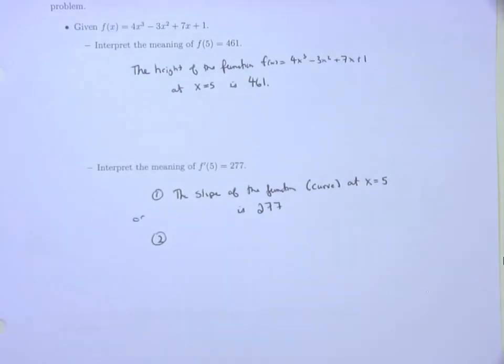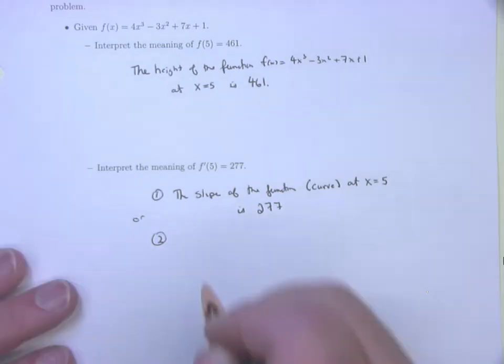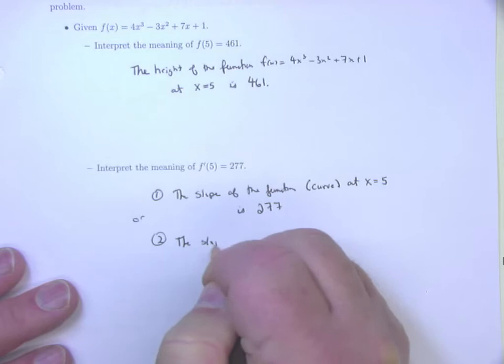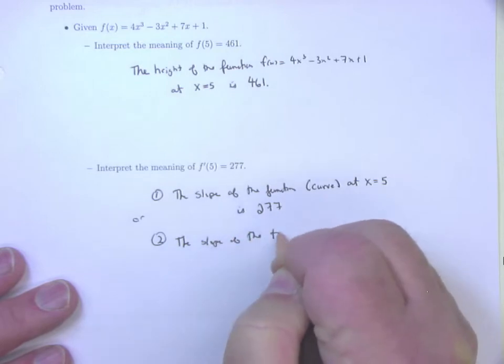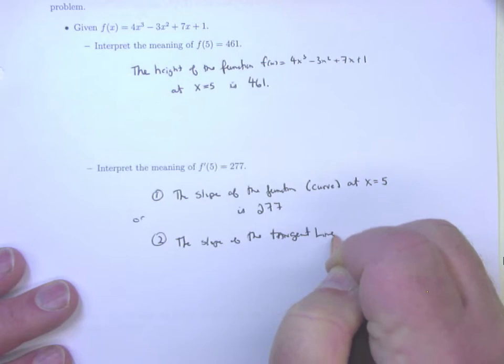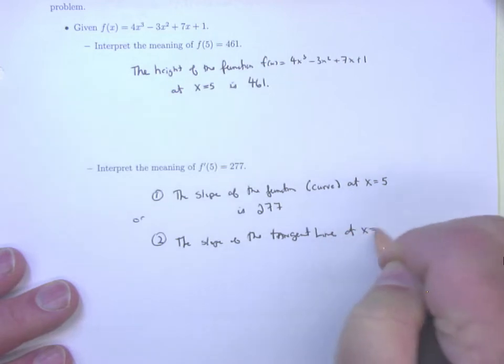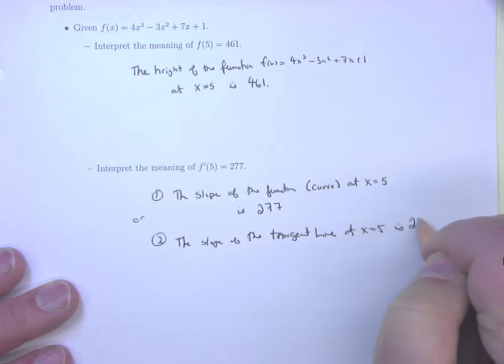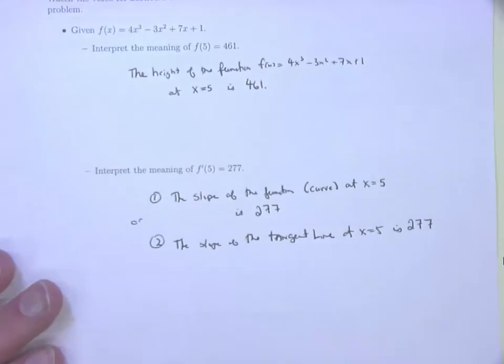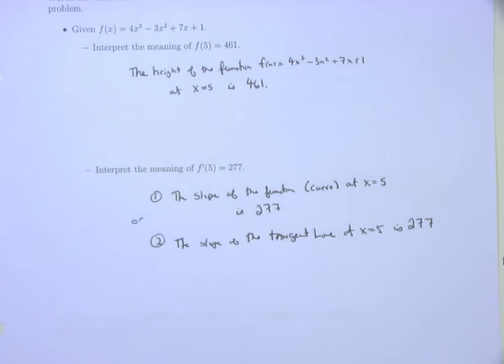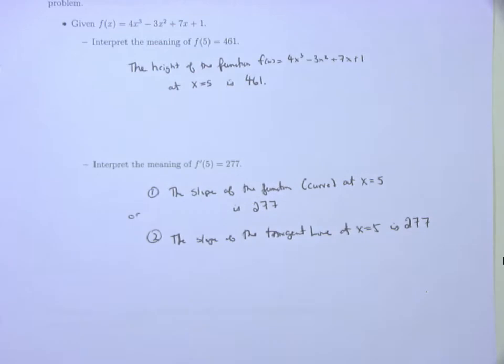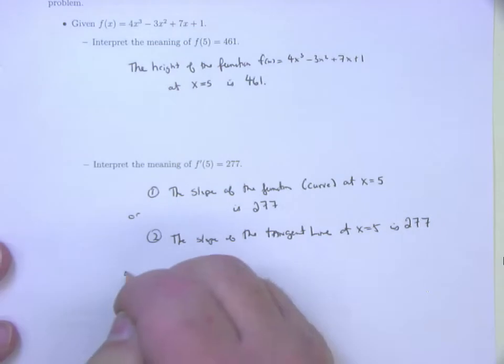That slope of that function. When we talk about slope, we are talking about a linear thing, but when we talk about the slope of a function, we are trying to be more specific. So we would use the words the slope of the tangent line at x equals 5 is 277. They are very close, and you can call it the slope of the function if you want to, but it's really the slope of the tangent line. If you graph that point and plot a little tangent line there, that tangent line has a slope of 277.